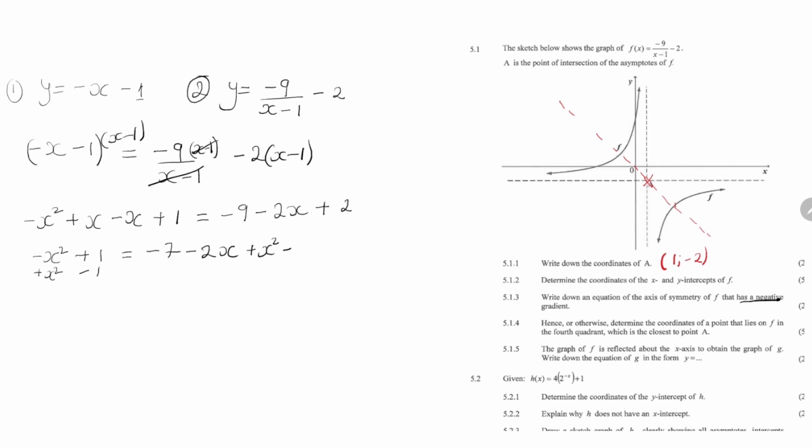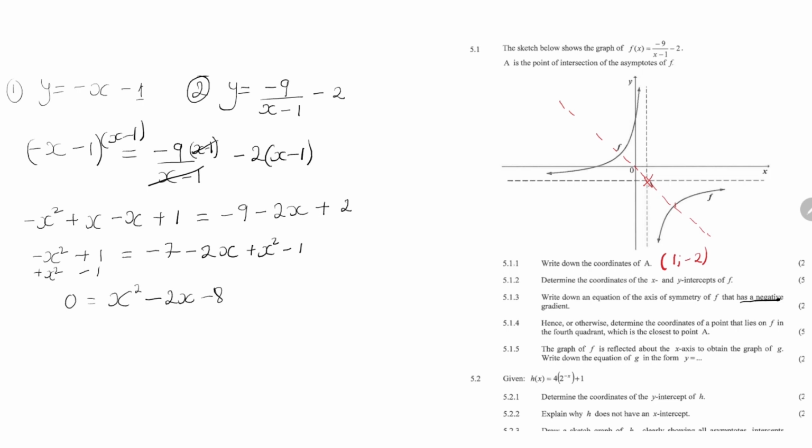And also subtract on the right hand side. So this side will be left with 0 equal to, let's start with the positive x squared: x squared minus 2x, and we have negative 7 minus 1. That is a minus 8. Okay, now we have 0 equal to x squared minus 2x minus 8.